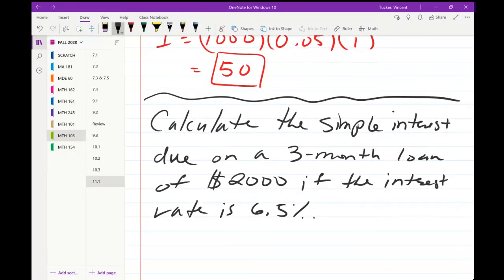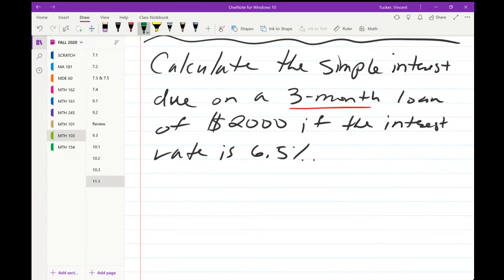All right, the next one: calculate the simple interest due on a 3-month loan of $2,000 if the interest rate is 6.5%. The first thing we want to look at is the fact that it's a 3-month loan. When we talk about time, I told you that it was in years. Remember, your time is in years unless otherwise stated, and we'll see an example of what I mean by that. But that means I need to convert this month to years.